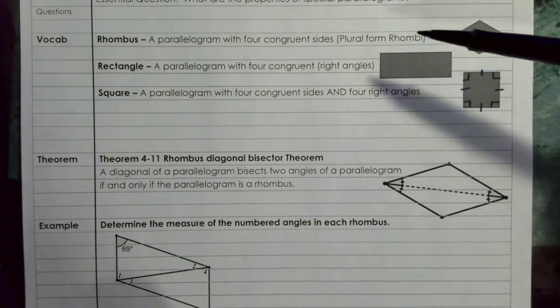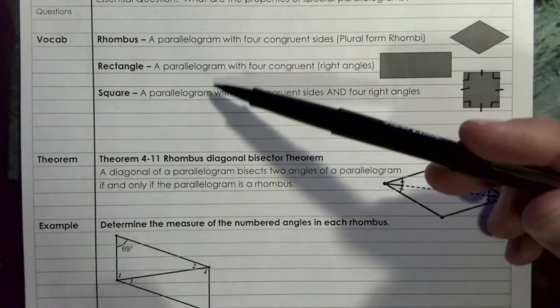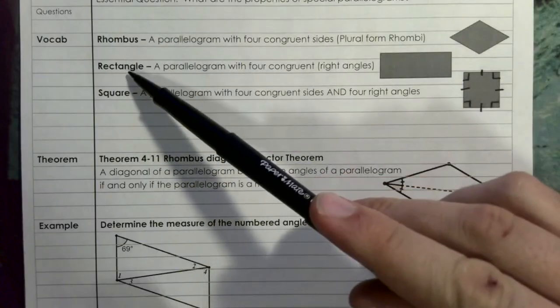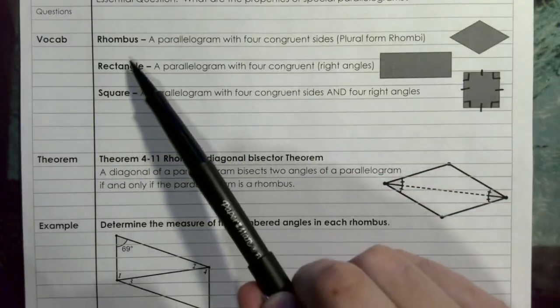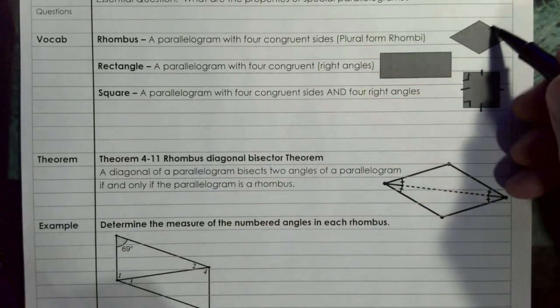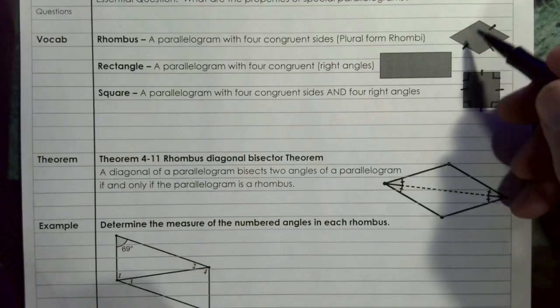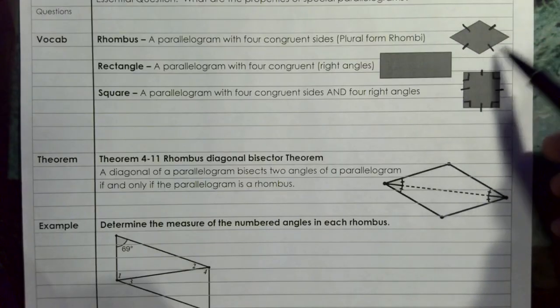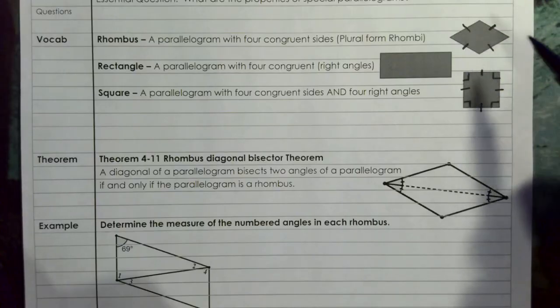Hello, in this video we're going to be talking about special parallelograms, the rhombus, the rectangle, and the square. So the rhombus is a parallelogram where all the sides are the same. So it is a parallelogram, but all of these sides have the exact same length.